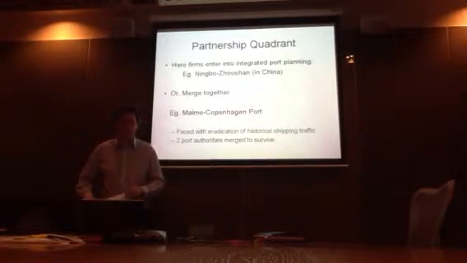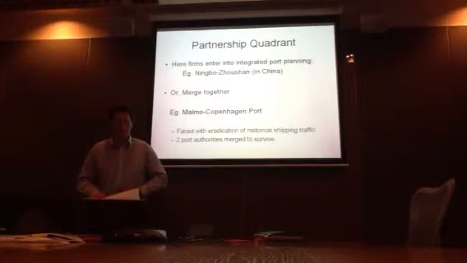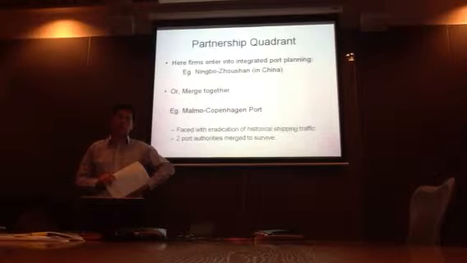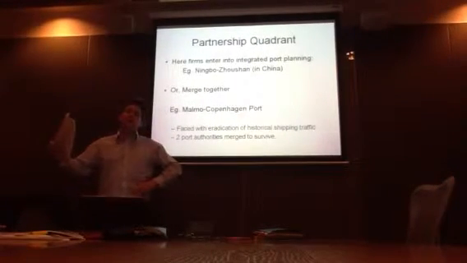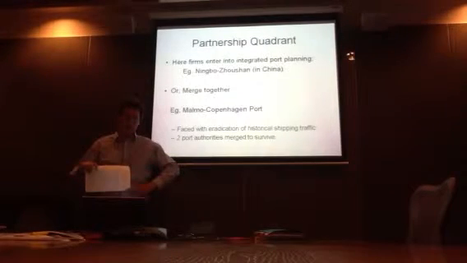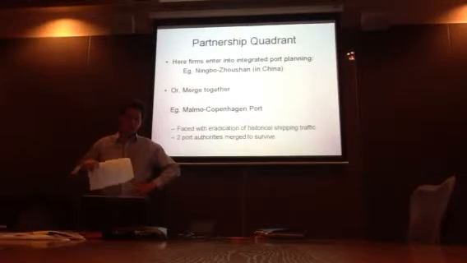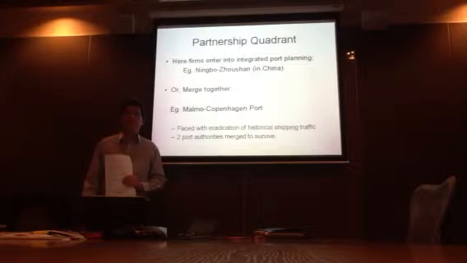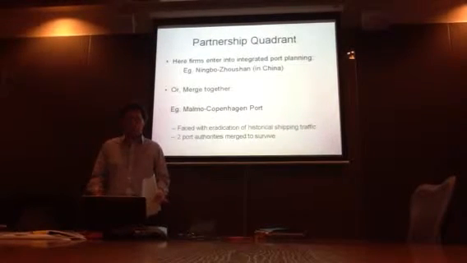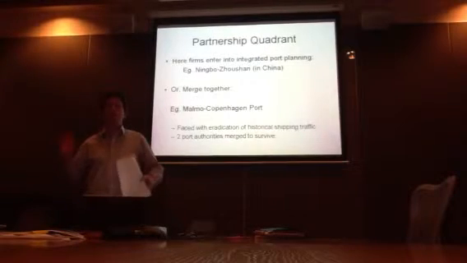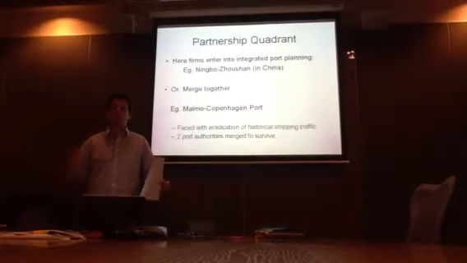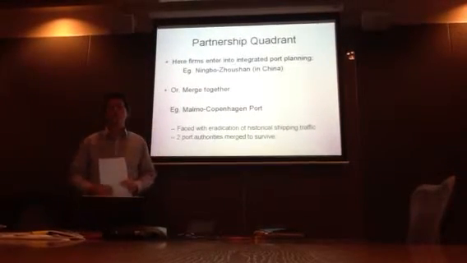Copenhagen and Malmö. Now, in this situation, Malmö and Copenhagen were competing against each other, but then all of a sudden a bridge was built between the two, between Denmark and Sweden. As a result of that, all of a sudden the traditional shipping traffic between the two port authorities was going to be eradicated. All of a sudden there was another way of moving freight across a bridge that didn't have to go through the ports anymore.